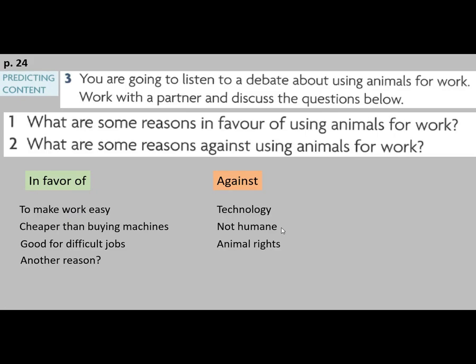Another reason could be animal rights. People believe that they can do everything. They can use animals for food. They can use animals for work. They can use animals for anything they need. But they don't think about animal rights. Animals have lives, and they need to live in their natural habitats. So using animals for work is against animal rights.